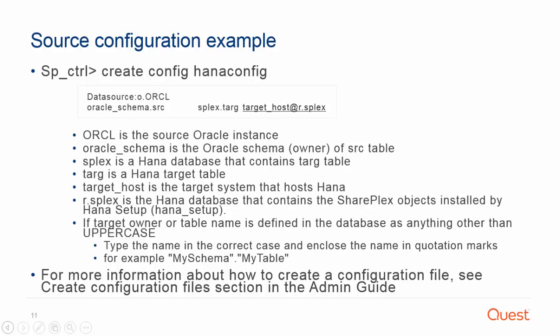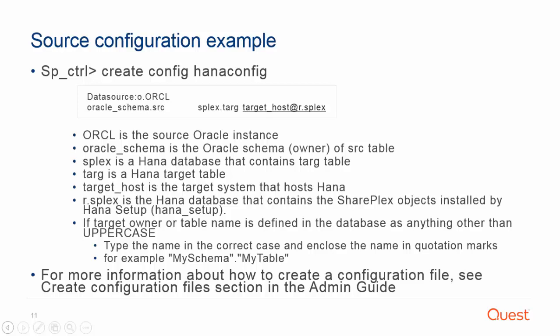In this example, ORCL is the source Oracle instance. Oracle_schema is the Oracle schema owner for the source table. Splex is a HANA database that contains the target table. Target is the HANA target table. Target_host is the target system that hosts HANA. R.Splex is the HANA database that contains SharePlex objects installed by the hana_setup utility. This database can also contain target tables or it can be dedicated to the SharePlex objects. In either case, this database is the only database that can be specified with the routing map as the R. designation.